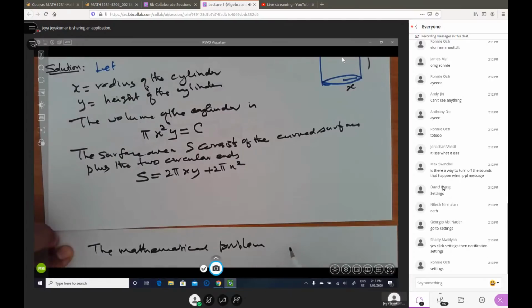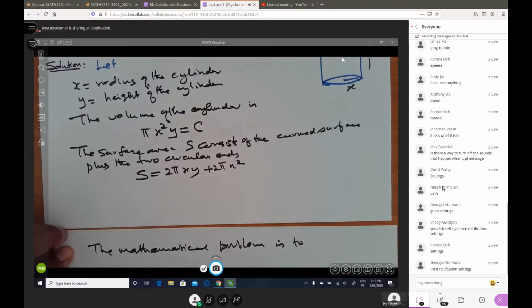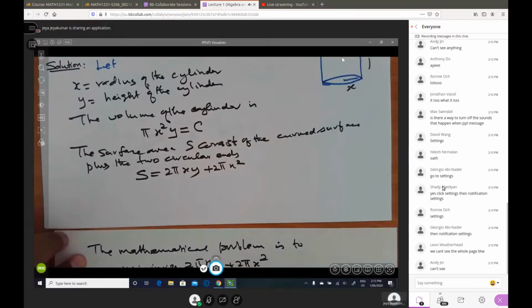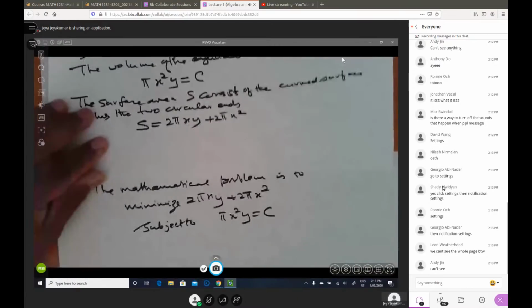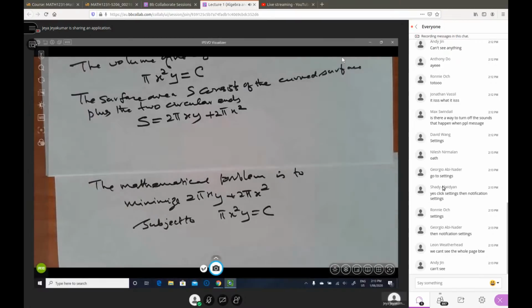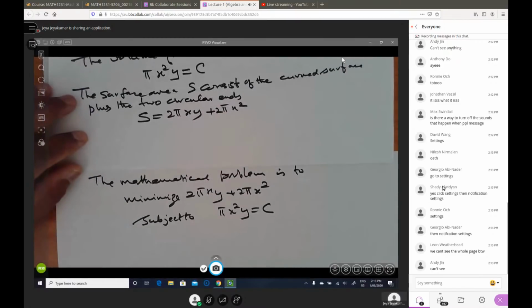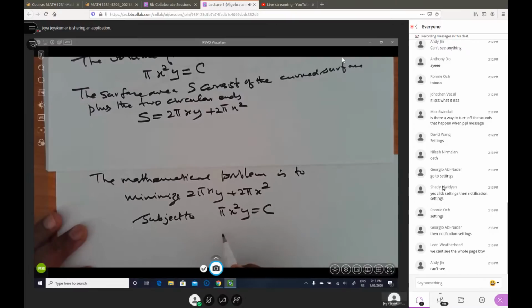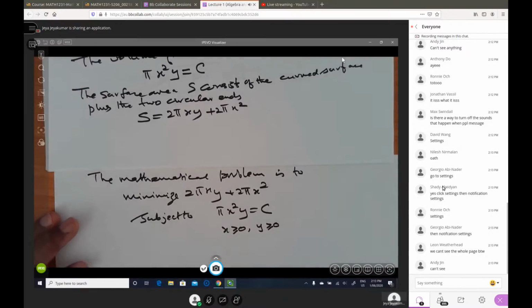The problem is you want to minimize the surface area, that's 2 pi x y plus 2 pi x squared, subject to the condition that we have the fixed volume, pi x squared y equals c. Obviously you can add the additional condition that the dimensions cannot be negative. So x is greater than or equal to 0, y is greater than or equal to 0.